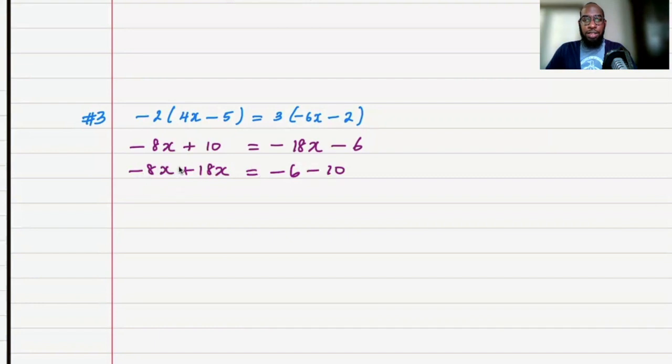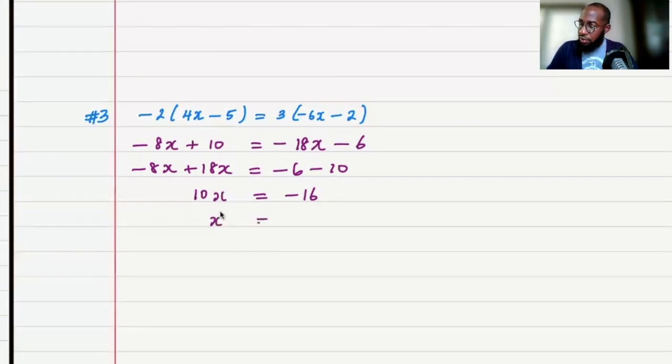So negative 8x plus 18x, once you know you have the same term, negative 8 plus 18 is 10x. And that is equal to negative 16. Negative 6 minus 10 is negative 16. So we know we need to get 1 here. So we divide both sides by 10. So x is equal to negative 16 over 10.